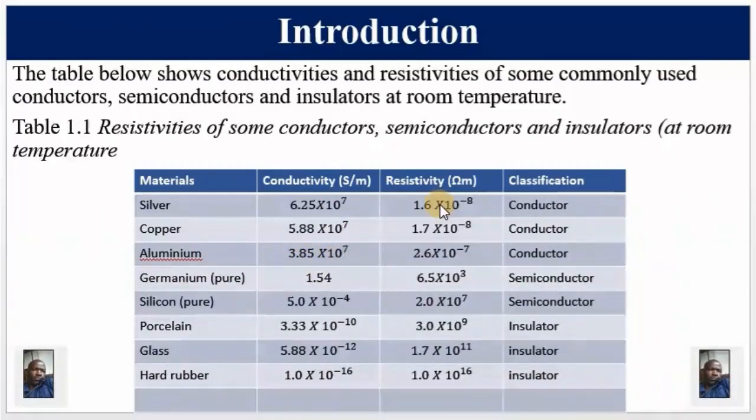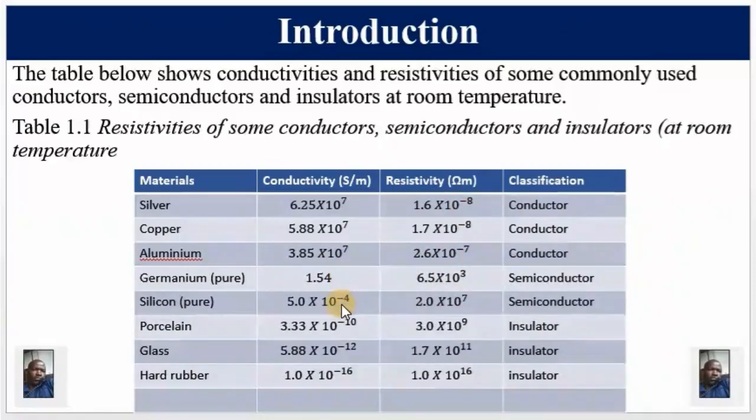Silver has the least resistivity, 1.6 times 10 to the power minus 8, followed by copper at 1.7 and aluminium at 2.6 times 10 to the power minus 7. This is the reason why these materials are classified as conductors. Why? Because they allow electricity to pass through them easily.